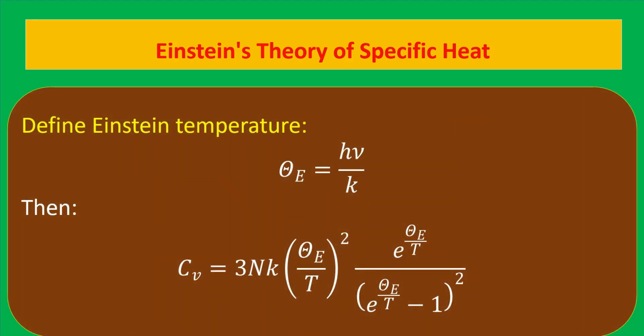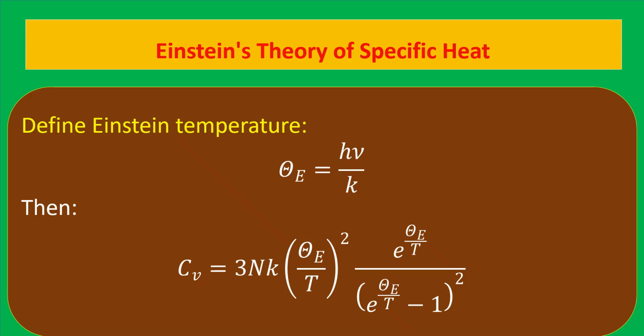So from the previous slide, in the specific heat Cv, here we have to define the Einstein temperature, theta E is equal to hv by k. Wherever hv by k is present, we replace it with theta E, and finally we get the Cv relation. So the last equation is called the Einstein theory of specific heat.